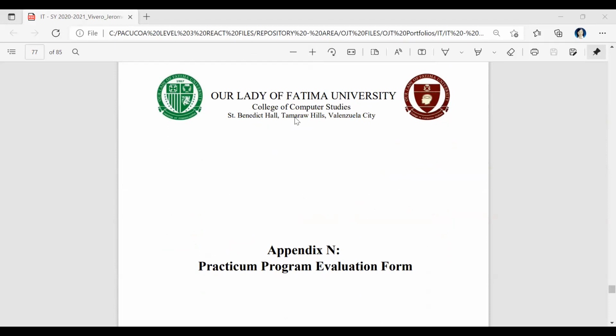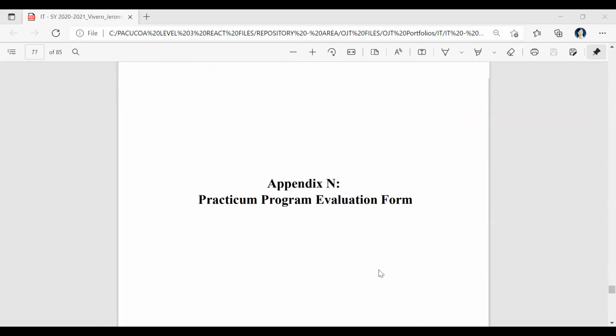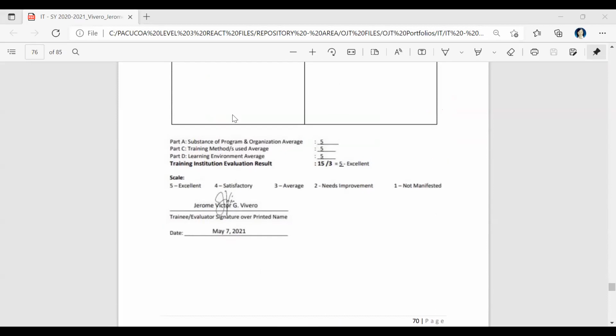After I have shown to you the training institution evaluation form, now you're going to get the total per part like this, and then there's the division. So you have to divide it by 3 as stated, and then the result will have a scale equivalent.